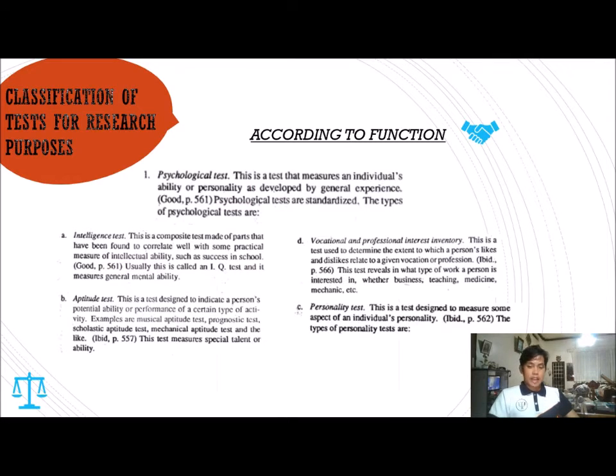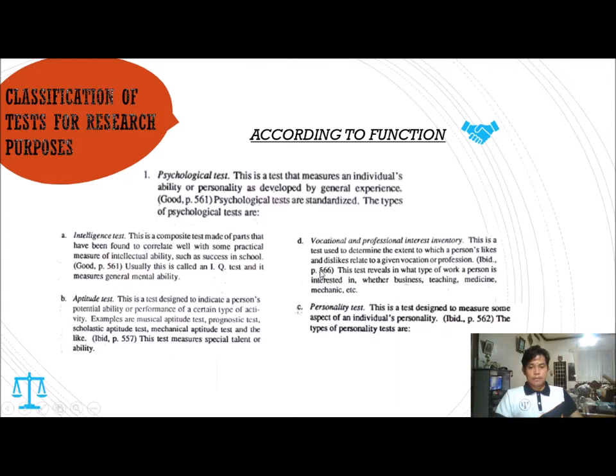This has many types. There are four types. First is the IQ test or intelligence test, which measures your intellectual ability, such as in school, the overall general mental ability of a person. Second is the aptitude test, designed for your skills and abilities, your talent, especially the potential of your abilities to perform in a certain action.